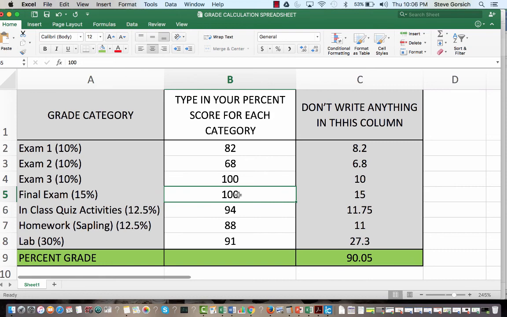So I'll let you plug in your own numbers here to calculate your own grade, and then you can try to figure out what you need to get on exam 3 and the final exam to get the score you want in this class. I hope this helps you calculate your grade right now.